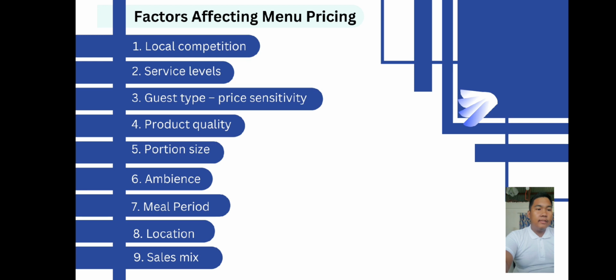Next is location. Location is the physical space where your business exists. What realtors say about residential real estate also applies to all small businesses.